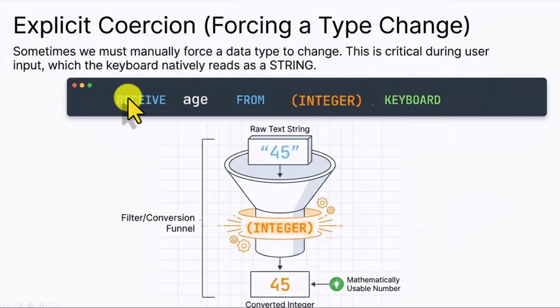numbers. See here in the input, we have written receive age from keyboard, but before that we have written integer. Here we are telling the computer to change the input you are taking to integer, then store it inside age. When the user enters, for example, 45, it is entered as a string 45, then it is changed to integer, and after that stored inside the variable age. Clear? So that is explicit coercion.